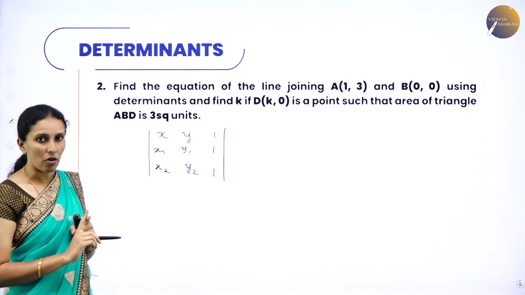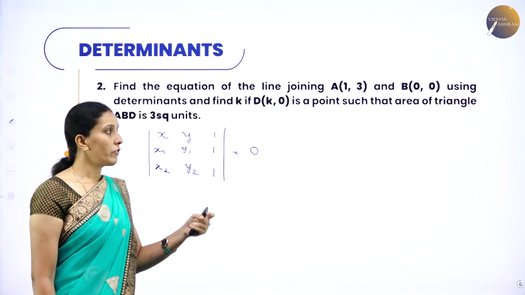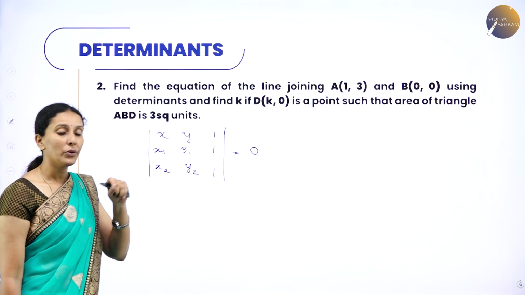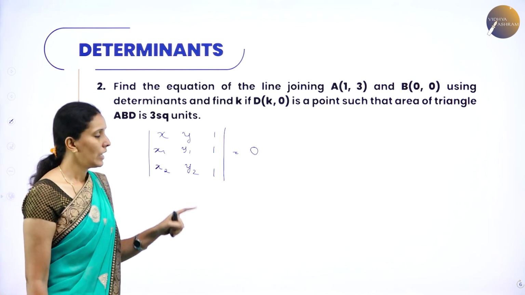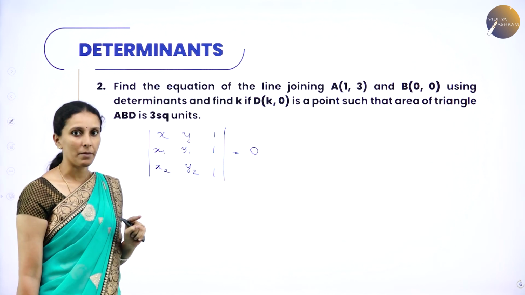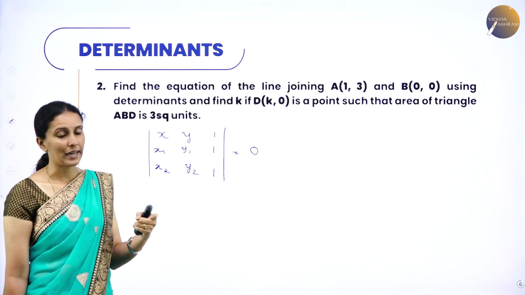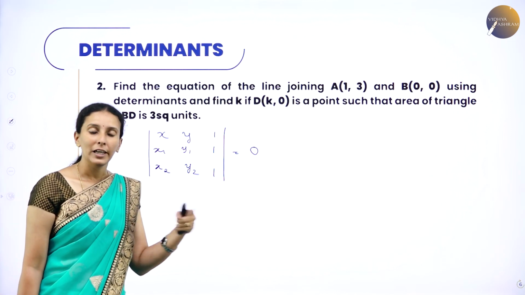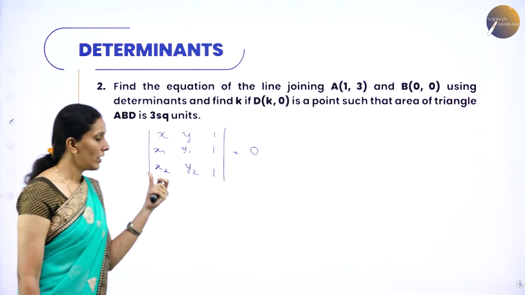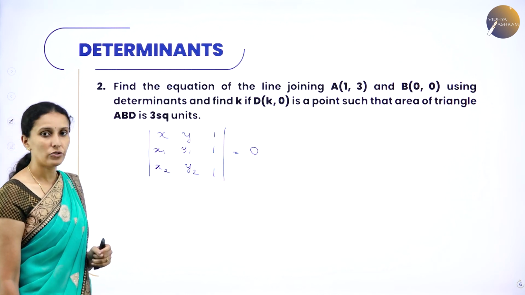Since all the points are on the straight line, what is the value of the determinant? It becomes 0 because they are collinear points. We are finding the equation of the line joining the given points, so we take one more point, x, y, to express it in the form of a general equation. x1, y1 is a given point and x2, y2 is also a given point. We don't write it as delta because the points are collinear and lie on the straight line. I already said if the points are collinear, the area of the triangle is 0. That is why we take this general equation as 0.